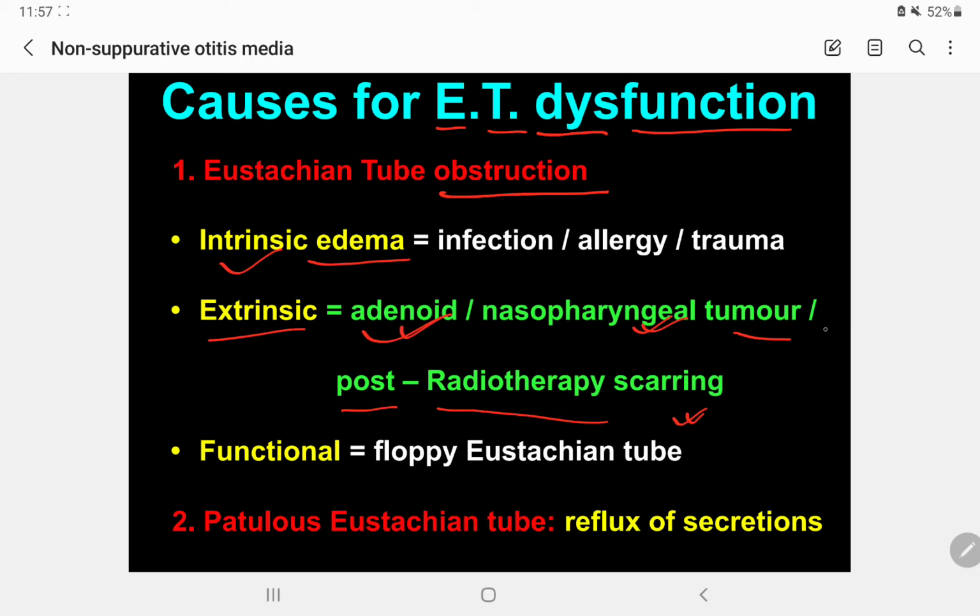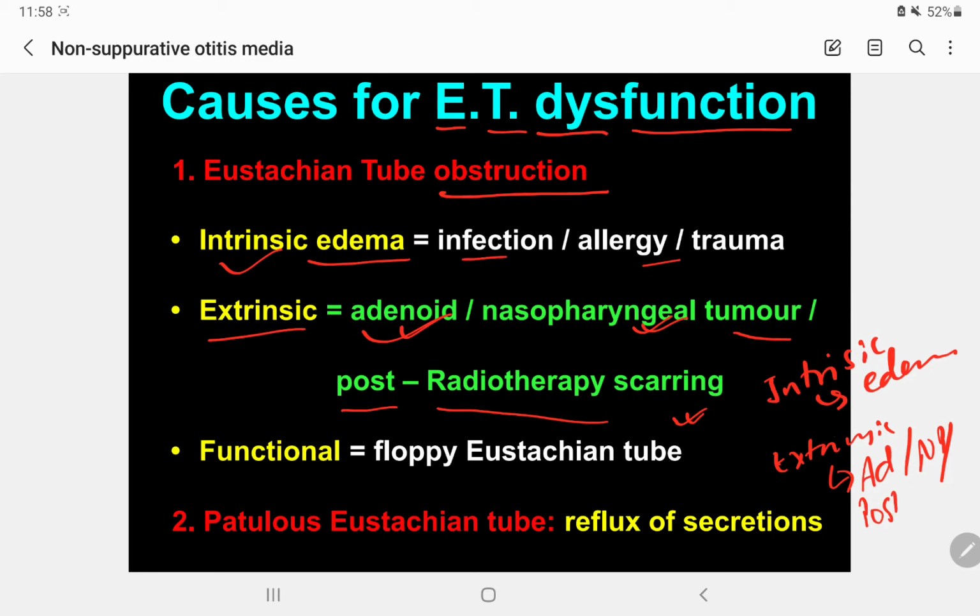So the intrinsic cause is due to edema, that is due to infection, allergy, and trauma. And the second is extrinsic, that can be due mainly to tumors. That can include adenoid or nasopharyngeal tumors or post radiotherapy scarring. So it's all written in here.